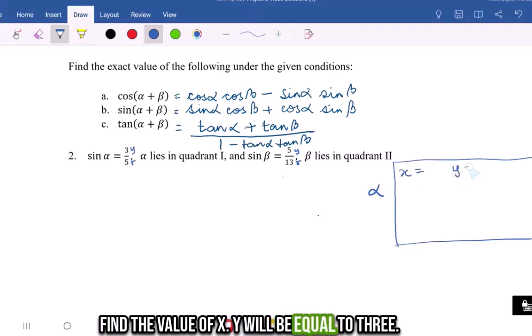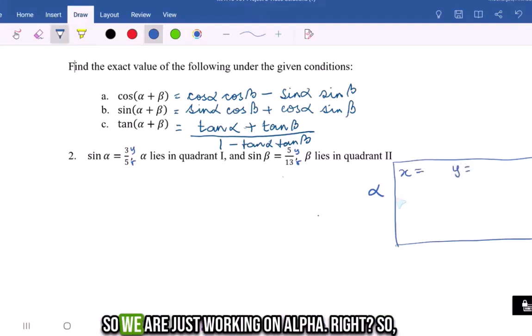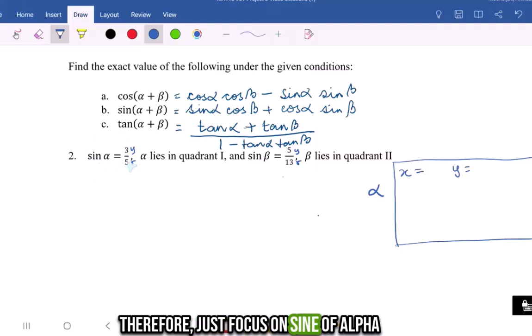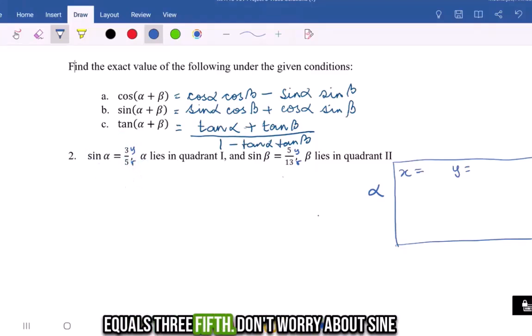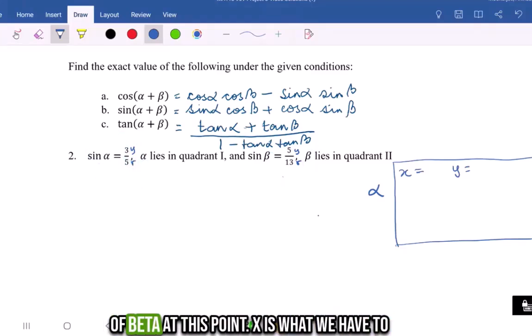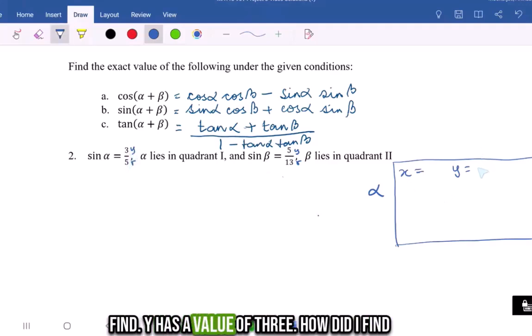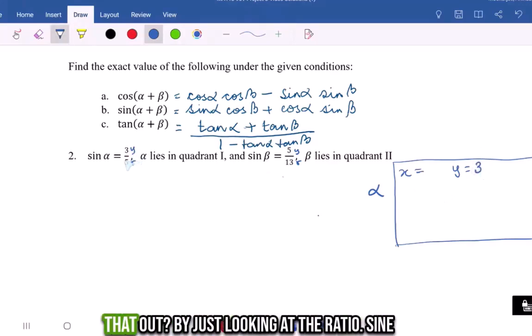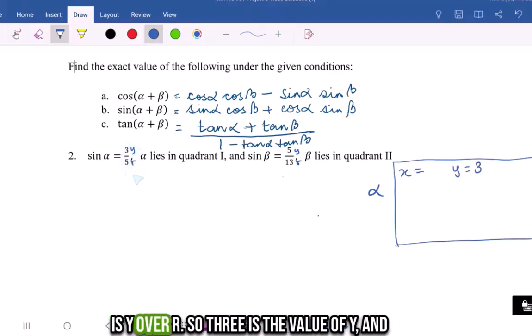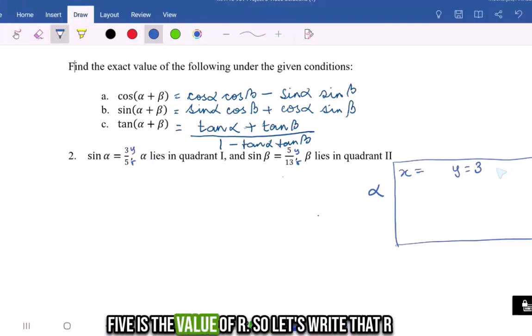And it says alpha is in quadrant 1. We will know the values of y and r, but we have to find the value of x. So we are just working on alpha, right? So just focus on sine of alpha equals 3/5. Don't worry about sine of beta at this point. X is what we have to find. Y has a value of 3. How did I find that out? By just looking at the ratio. Sine is y/r, so 3 is the value of y, and 5 is the value of r. So let's write that. R equals 5.